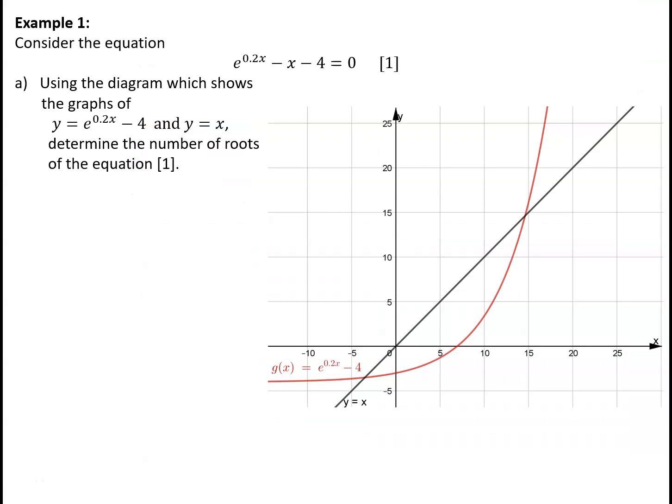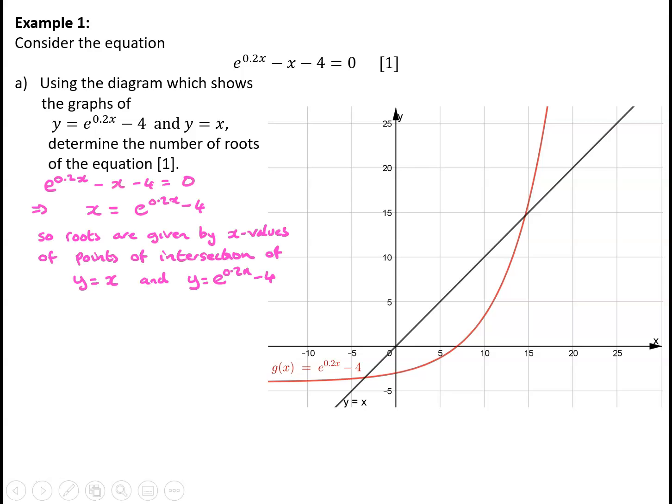So we'll now consider another example where we are considering the equation e to the 0.2x, take away x, take away 4 equals 0. First thing we've got to do is use the diagram that shows the graphs of y equals x and y equals e to the 0.2x, take away 4, to determine the number of roots of the equation. So the equation e to the 0.2x minus 4 equals 0 can be rewritten as x equals e to the 0.2x, take away 4.